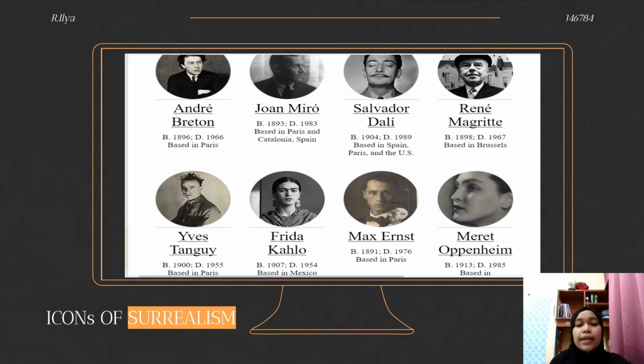So the next one is about the icons of surrealism. You can see here there are eight well-known artists of surrealism, which are André Breton, Joan Miró, Salvador Dali, René Magritte, Yves Tanguy, Frida Kahlo, Max Ernst, and Meret Oppenheim.